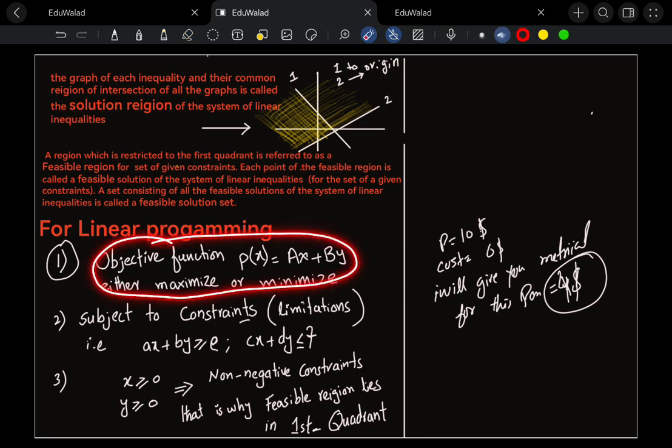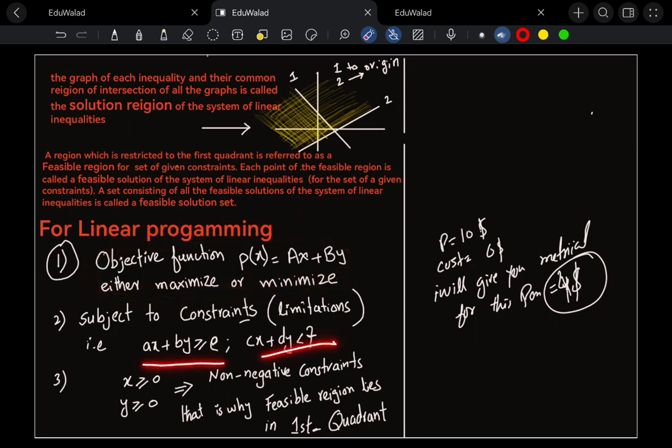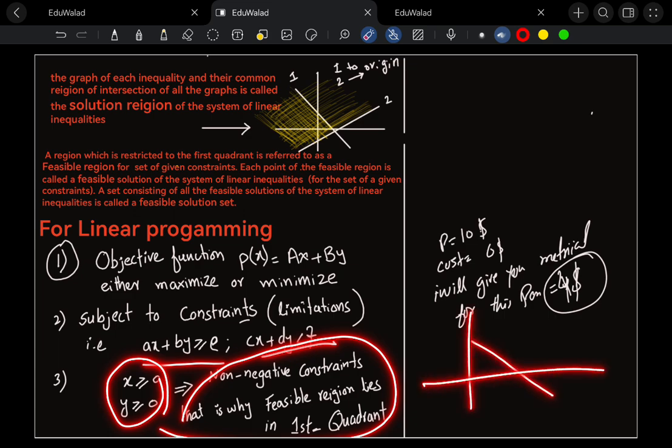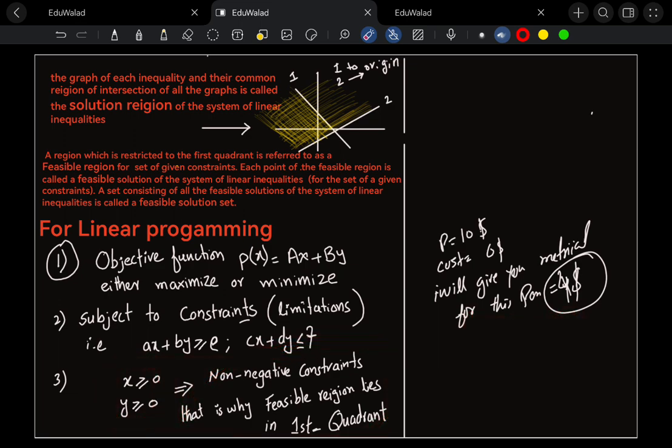This will be mentioned as maximum or minimum in a question, and the subject constraints are given in this way, and these are non-negative constraints. Non-negative constraints mean the feasible region, our solution region, let's suppose we have a solution region always in our first quadrant, because x is greater than or equal to 0, y is greater than or equal to 0. So we will always get our solution region in the first quadrant.